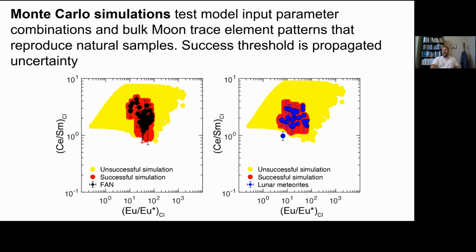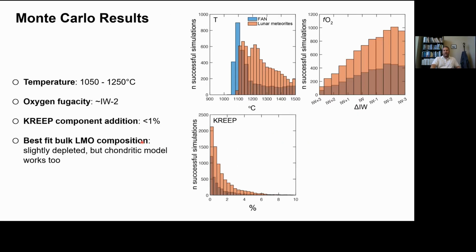So we tested different combinations of temperature, addition of a KREEP component, and oxygen fugacity, and we also tested different bulk moon compositions. And here are histograms showing the results for a case where, I think, this is for a chondritic bulk moon case. We've separated ferroan anorthosites from lunar meteorites. So here you see temperatures of successful simulations. The most successful simulations invoke temperatures between about 1050 and 1250, depending on the samples.